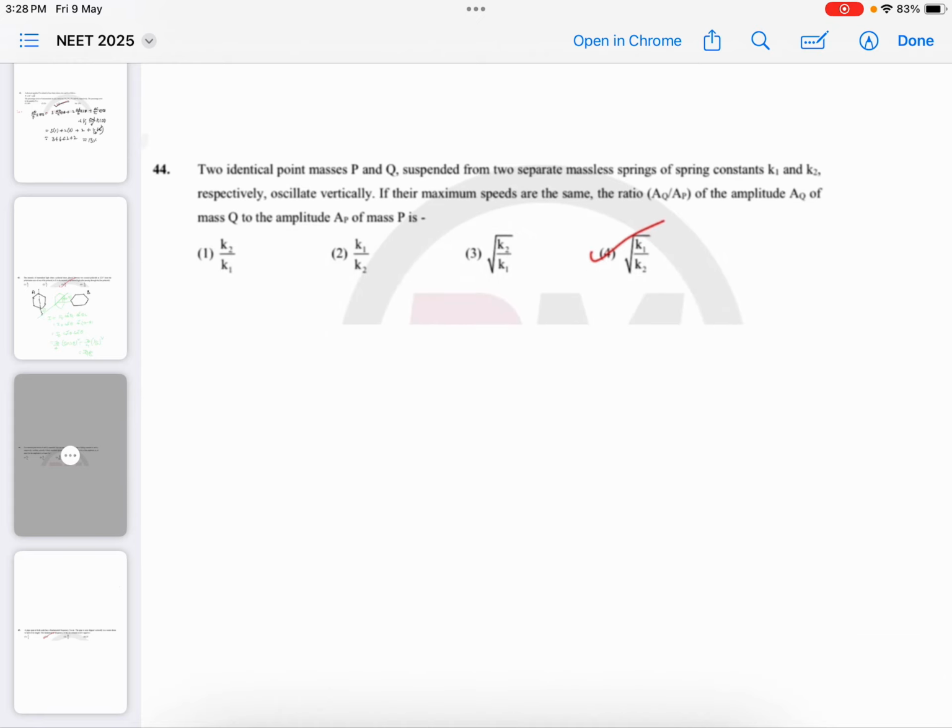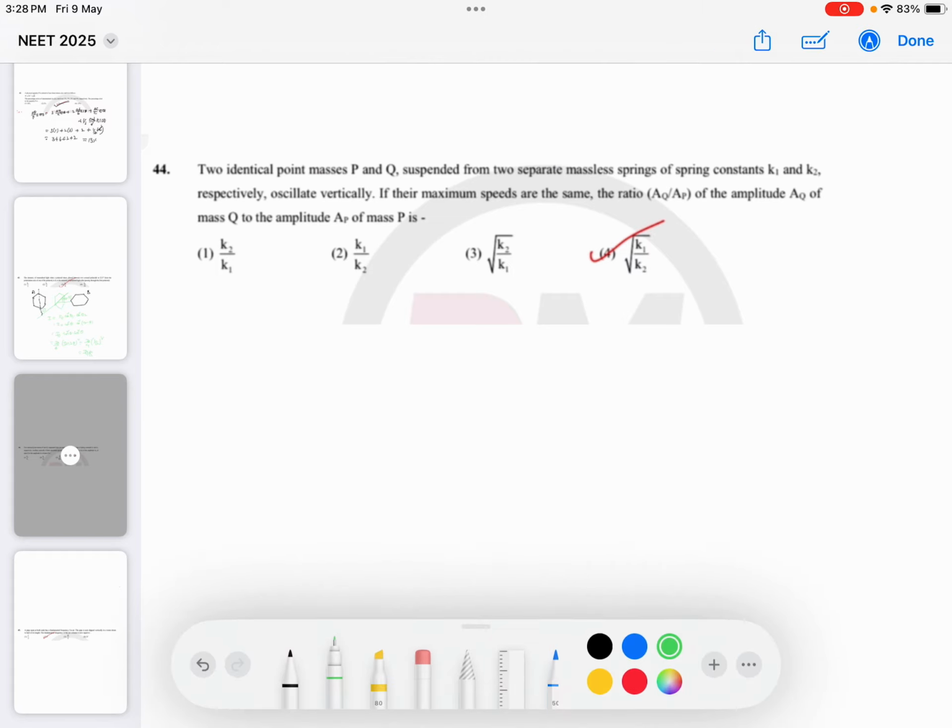Next one. Two identical point masses P and Q are suspended by two separate massless springs of constants K1 and K2 and oscillate vertically. The maximum speed is the same. The ratio of the amplitude AQ of mass Q to the amplitude AP of mass P is.